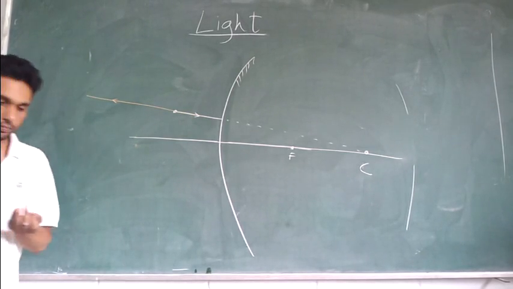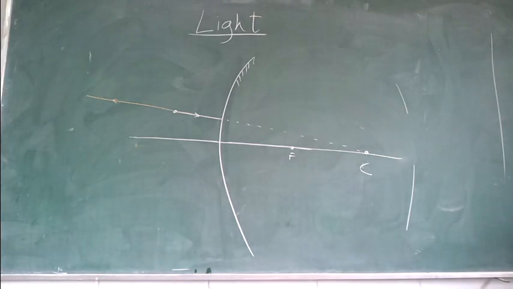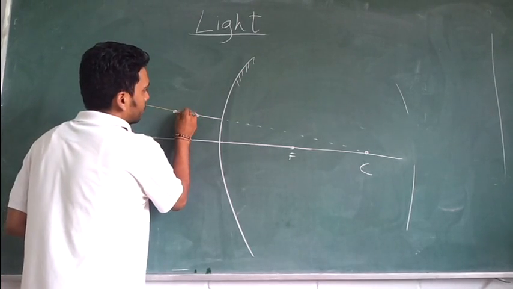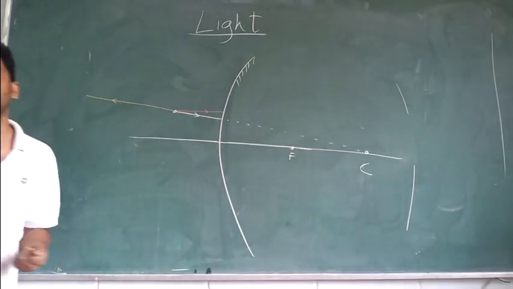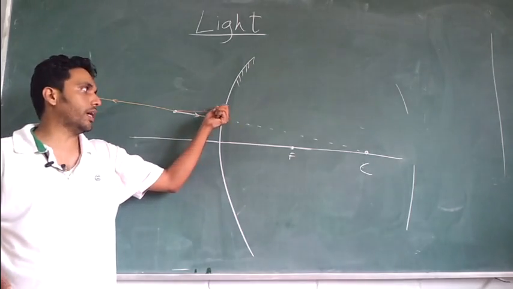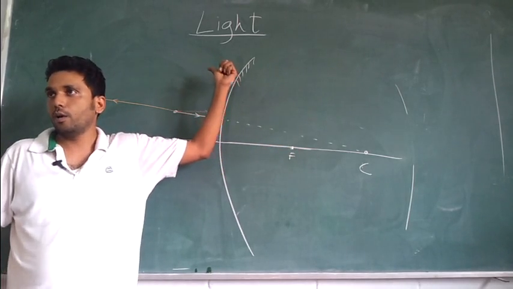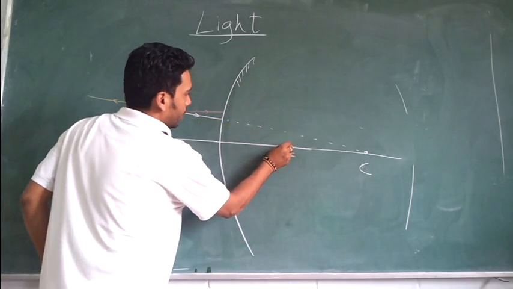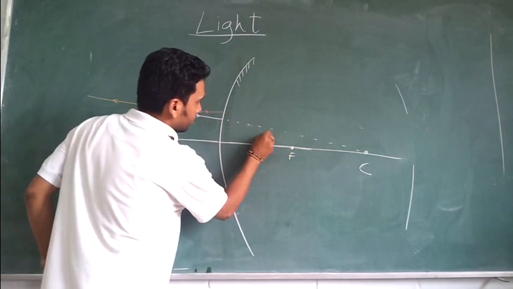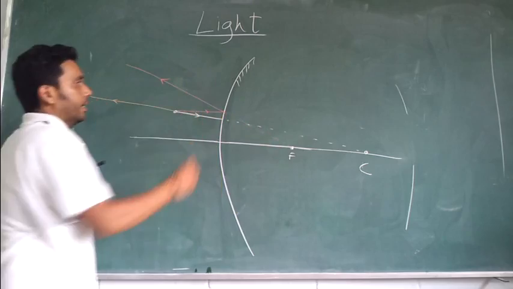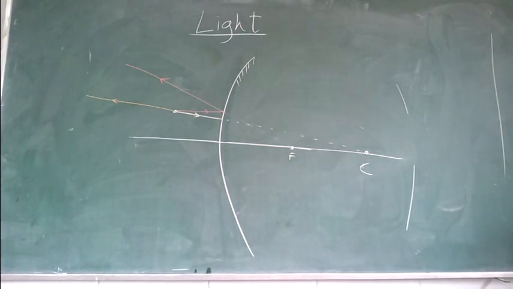The other one, what will you draw? Parallel, passing through focus, yeah. So one, I'll draw a parallel. Now what happens to this parallel one? It is somehow linked with the focus. It is not going to pierce the mirror and go back. It is going to reflect. But it reflects in such a way that it is coming from the focus. So you will draw a dotted line. It reflects in such a way that it seems to be coming from the focus.